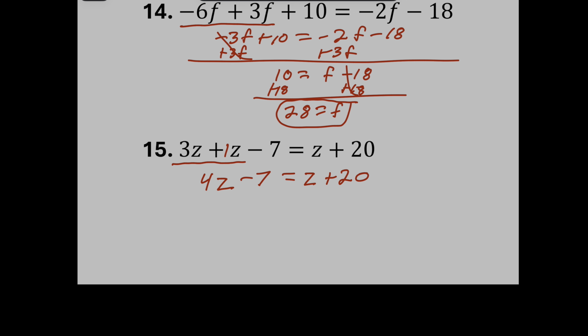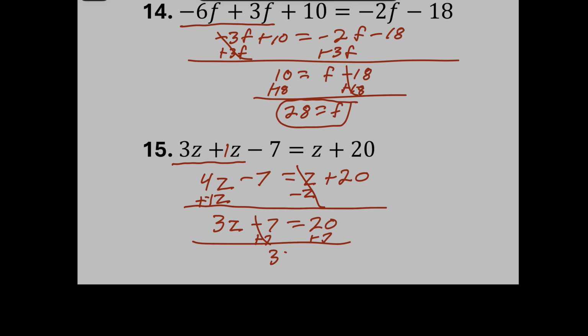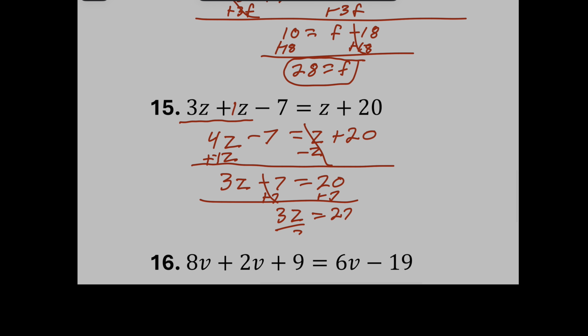All right, so let's keep my z's positive. So I'm going to subtract z from both sides. Please don't forget, this is add a line, change a sign, and it's a 1z. So that becomes 3z minus 7 equals 20. Now I'm going to add 7 to both sides, and I'm going to get 3z equals 27. Divide each side by 3. Boom, boom. Z equals 9.